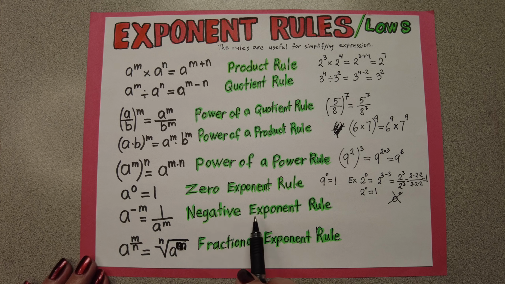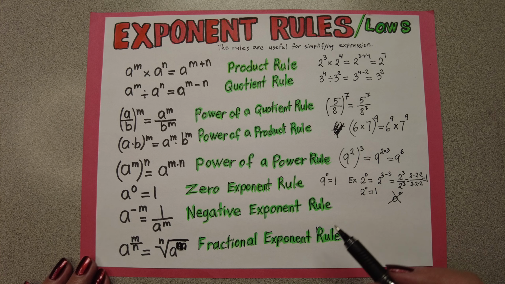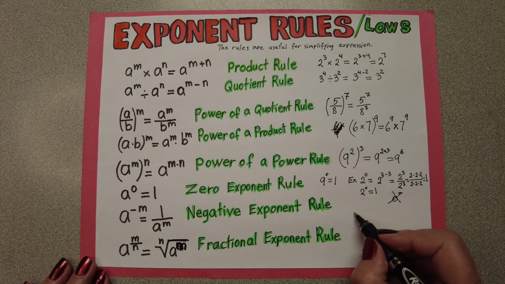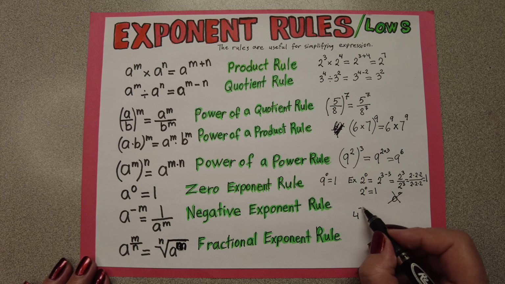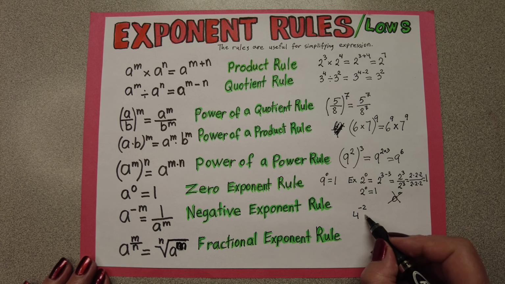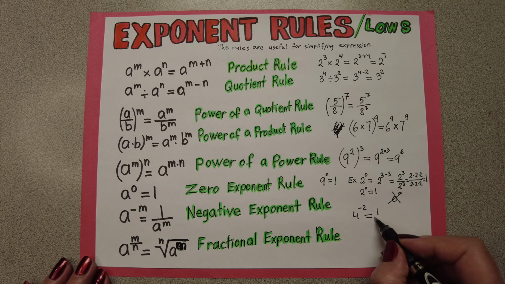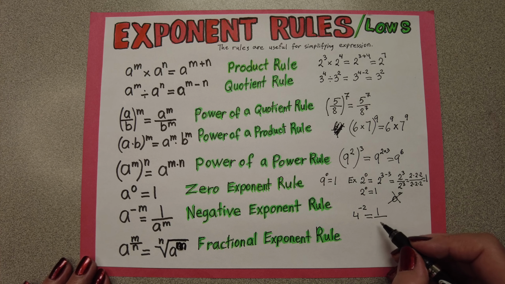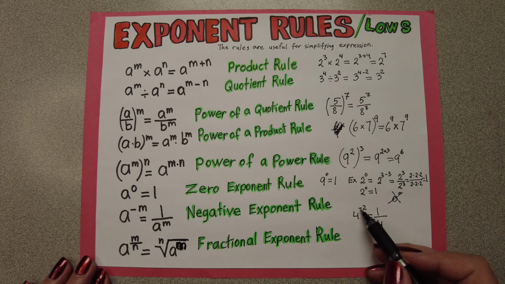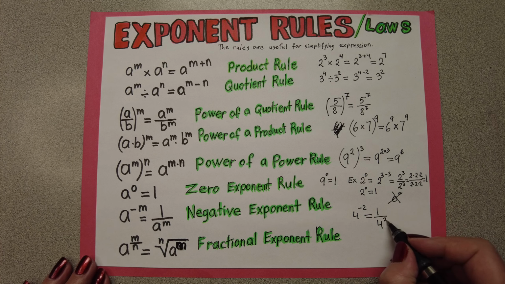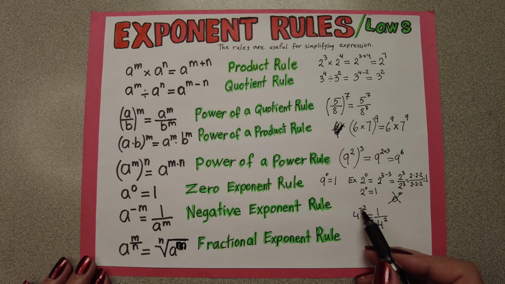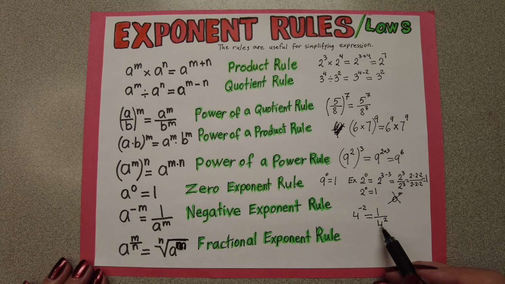The other one is the negative exponent rule. We saw this in the previous lesson too. When we have a negative exponent, let's say 4 to the power of negative 2, we write this as the inverse, 1 over 4. The base remains the same, but the exponent becomes positive. 4 to the power of negative 2 equals 1 over 4 to the power of positive 2.